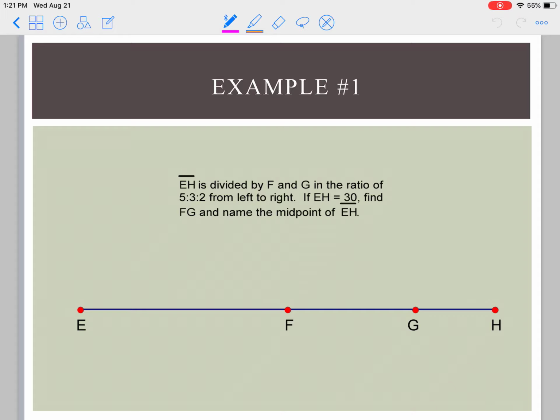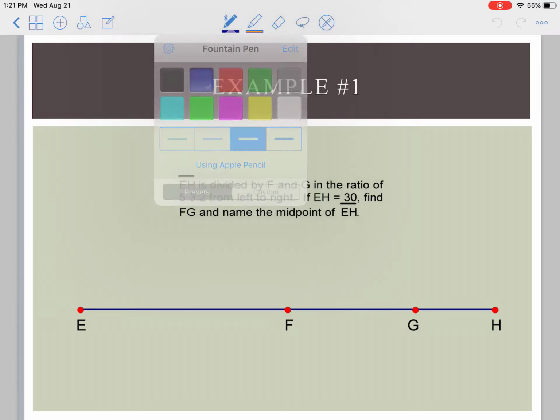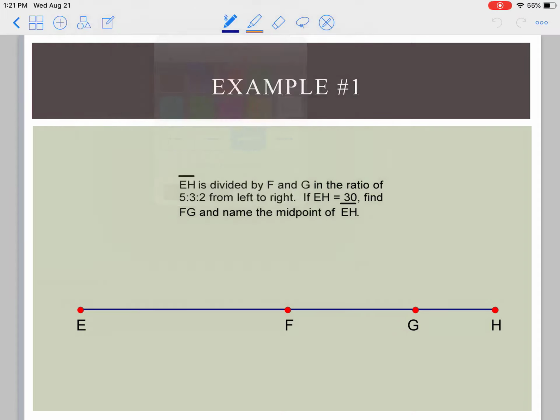Example number 1. So we have a segment, and we know it's a segment based on the notation, divided by points F and G in a ratio of 5 to 3 to 2 from left to right. If EH is equal to 30, find FG and name the midpoint of EH. So we have a lot of terminology that is involved with this single question. So let's build it out.